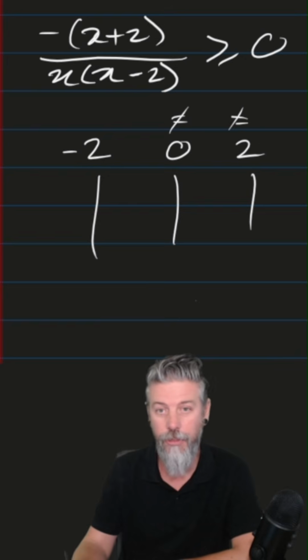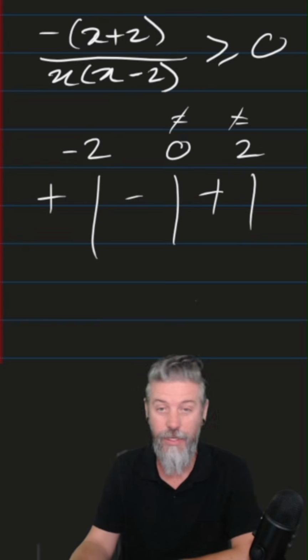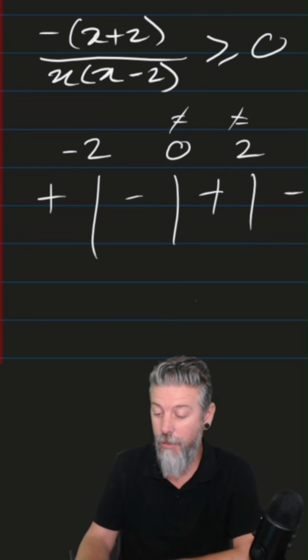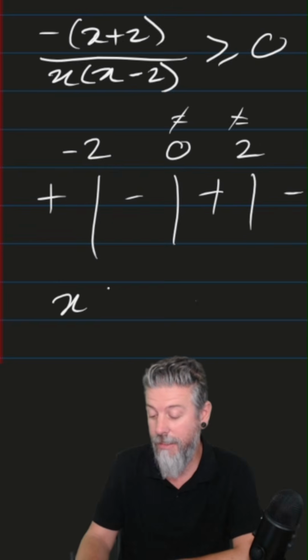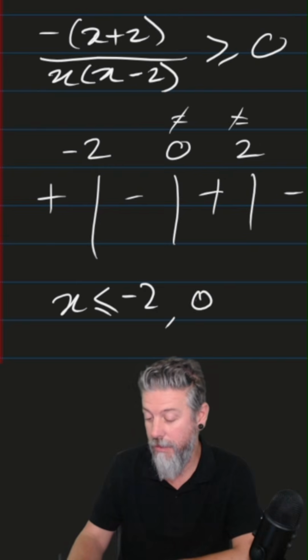If we go and chuck in below -2, we'll get a positive. From -2 to 0, we get a negative. And from 0 to 2, we get a positive. And greater than 2, we get a negative. So we end up with x is less than or equal to -2. It's allowed there. But also 0 is less than x is less than 2.